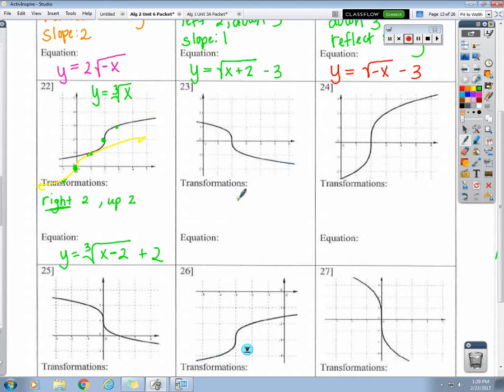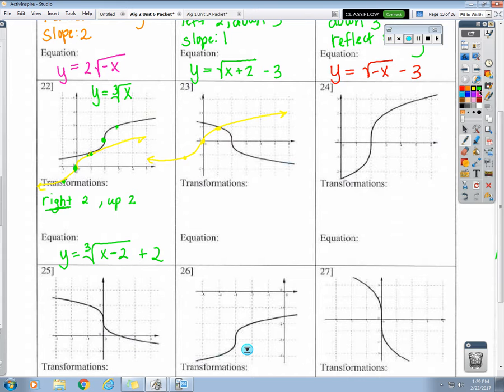Okay, so let's look at this one. When you're trying to figure out your transformations, you have to be able to visualize what the parent function of a cube root would look like. Remember, a parent function of a cube root would start at 0, 0, go up 1 over 1, and it would go down 1, back 1. So it would look like this. Okay, that's what the parent function would look like.